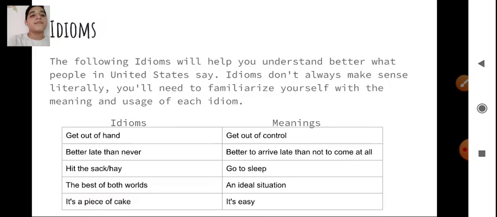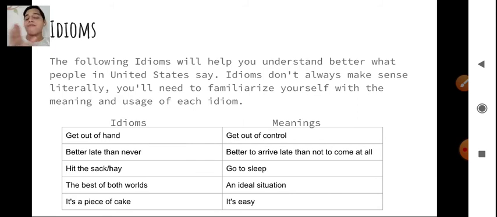Okay, so finally we're gonna have idioms. But teacher, what are idioms? Let's take a look at this, guys. Idioms are phrases and sentences that are commonly used by American people in the spoken and written language. Okay, so idioms, guys, will help you understand better what people in the United States say. Idioms don't always make sense literally. Okay, pay attention to that. You'll need to familiarize yourself with the meaning and usage of each idiom.